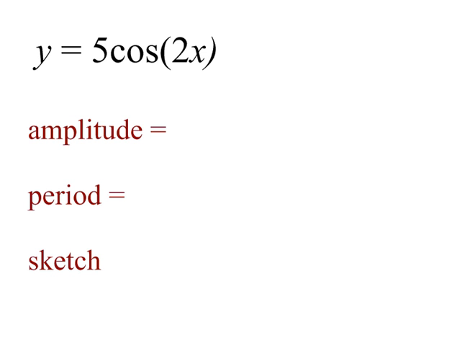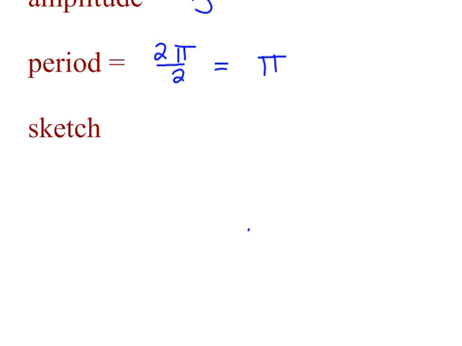All right, so let's look at an example here. We've got 5 cosine of 2x. The number in front is 5, so our amplitude is 5. Our period we can find by doing 2 pi divided by 2, and so therefore our period in this case is pi. Now we need to sketch it.